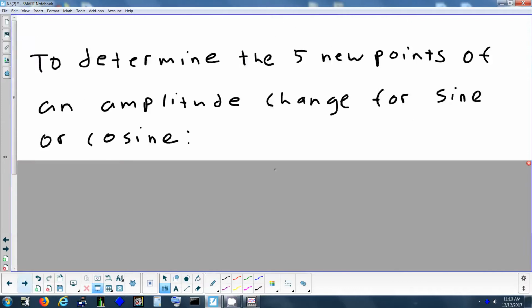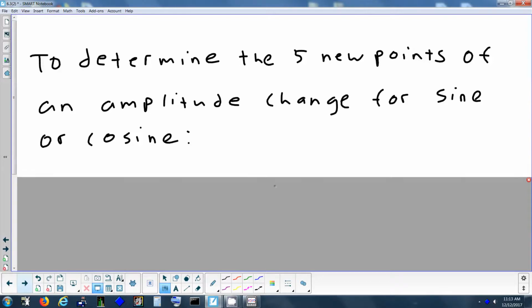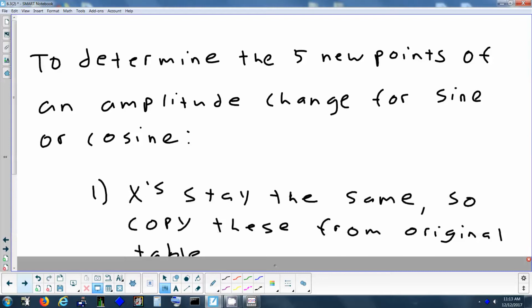Okay. So to determine the 5 points, remember we got that table, we got to figure out where the 5 points go. Of the 2 transformations, this is the easier one today. Stretching up and down. What values does that change? Changes the y's. So the x's stay the same. Why is it nice when those stay the same? Because those are all the fractions with pi. You don't have to mess with any of them. So for every amplitude problem we do today, here's the answer to the x's: 0, pi over 2, pi, 3 pi over 2, 2 pi. For every amplitude problem today.